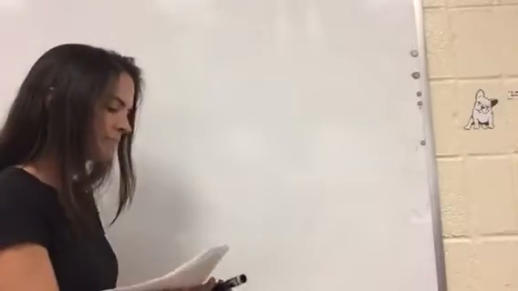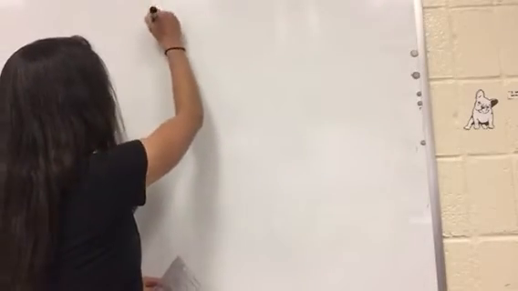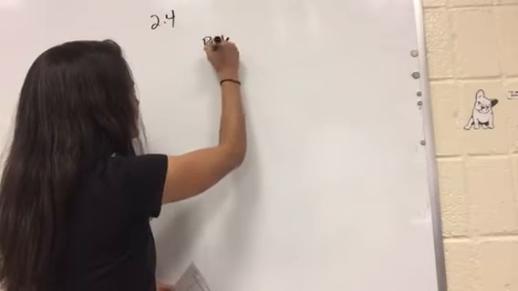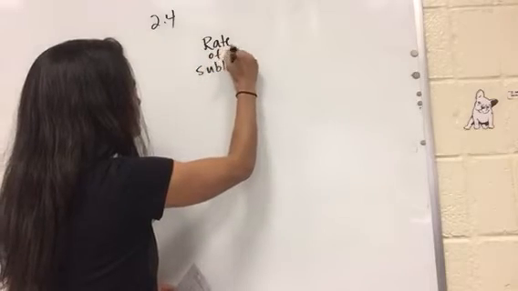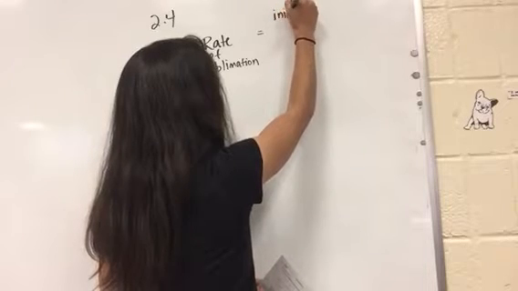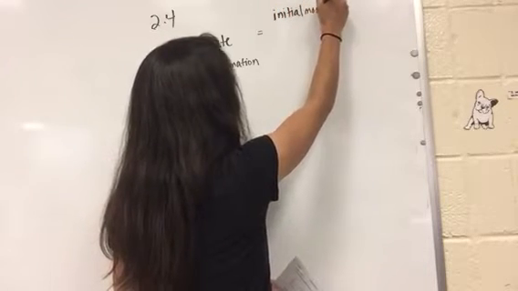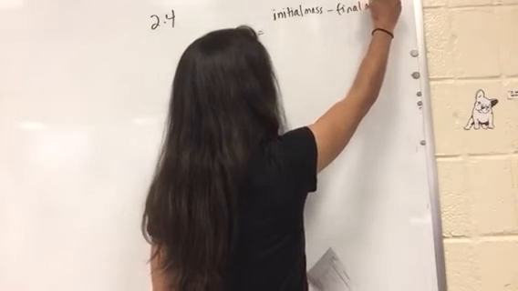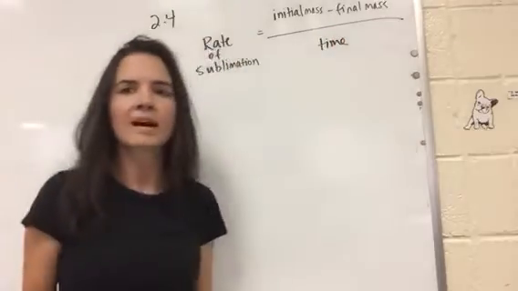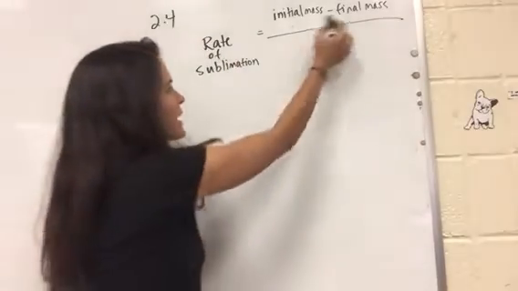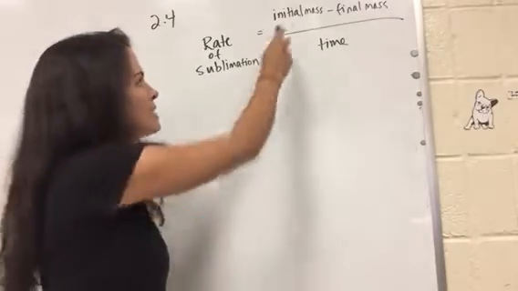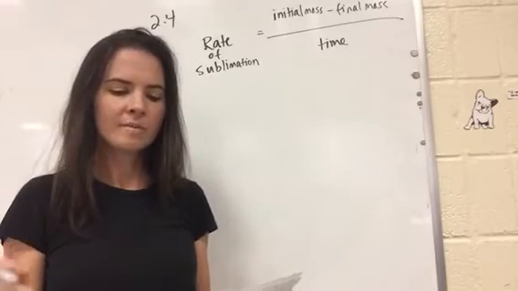So we're going to use the formula for rate. So remember, this is section 2.4. Rate of sublimation is going to be equal to the change in mass, so the initial mass minus the final mass, divided by the time. Okay? So that's how much the mass is going to change, and that's how long it took to change. So this is going to help us calculate our rate. Okay, change in mass over time.